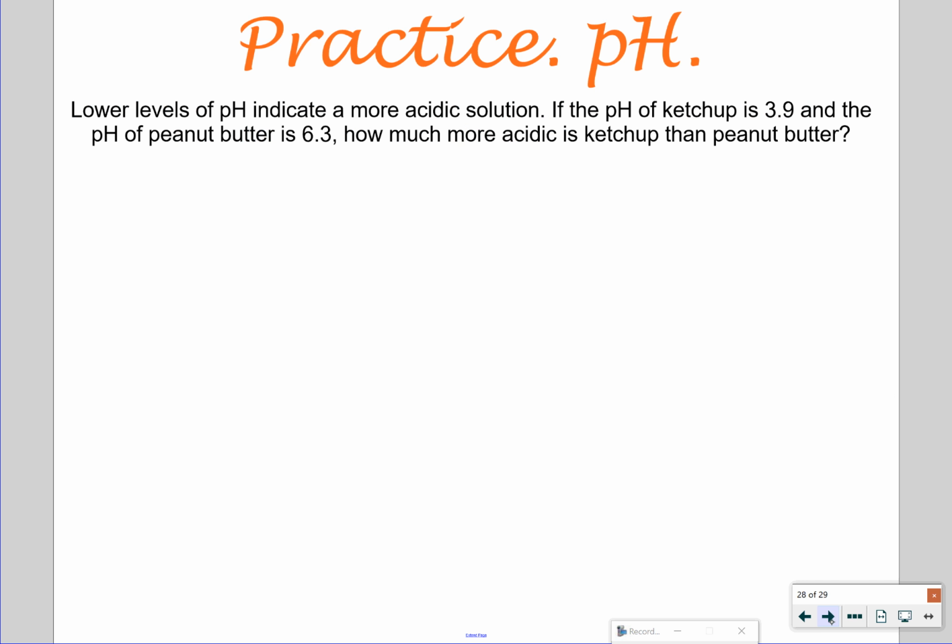Okay, so here's one for you to try. It says lower levels of pH indicate a more acidic solution. A pH of ketchup is 3.9 and the pH of peanut butter is 6.3. How much more acidic is ketchup than peanut butter? So what you're going to need to do is find the hydrogen ion concentration of both of these. You're going to find it for ketchup and then for peanut butter. And then just like what we did with our decibel and our Richter scale before, you're going to divide the concentrations of ketchup by peanut butter to see how many more times acidic one is than the other. Okay, go ahead and try it.